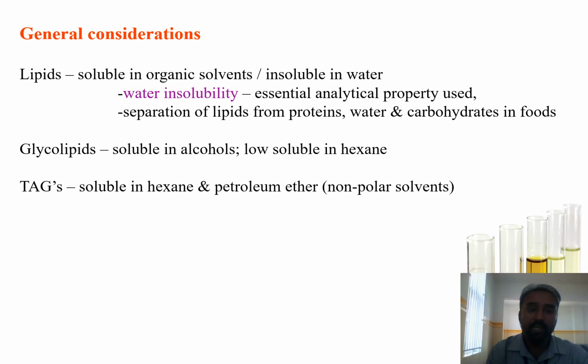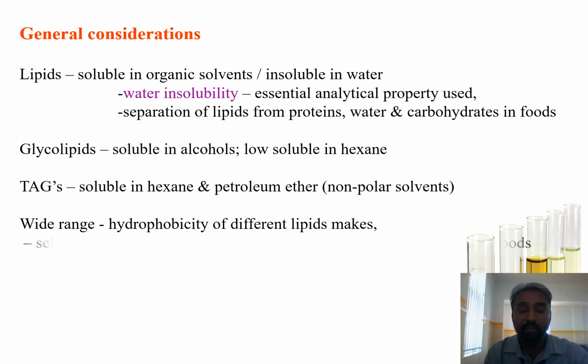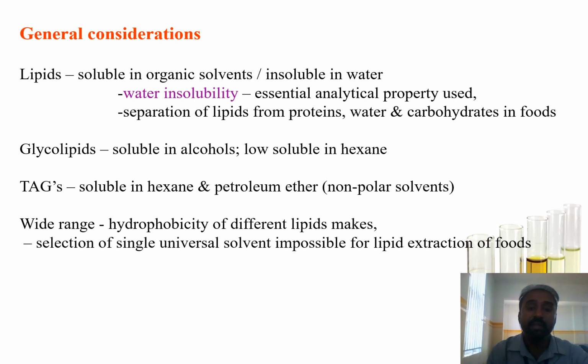So next are glycolipids, which are soluble in alcohols and poorly soluble in hexane. Okay, that means soluble only in polar solvents, but poorly soluble in hexane, which is non-polar. So next is TAG, which is soluble in hexane and petroleum ether, and it is not soluble in the polar solvents. So the wide range of hydrophobicity of different lipids makes the selection of a single universal solvent for lipid extraction from foods impossible. Okay, I cannot say hexane is the only solvent we can use for lipid analysis. Because of the varying hydrophobicity, based on the hydrophobicity of the fat or lipids, we have to use a polar solvent or non-polar solvent for the fat extraction.